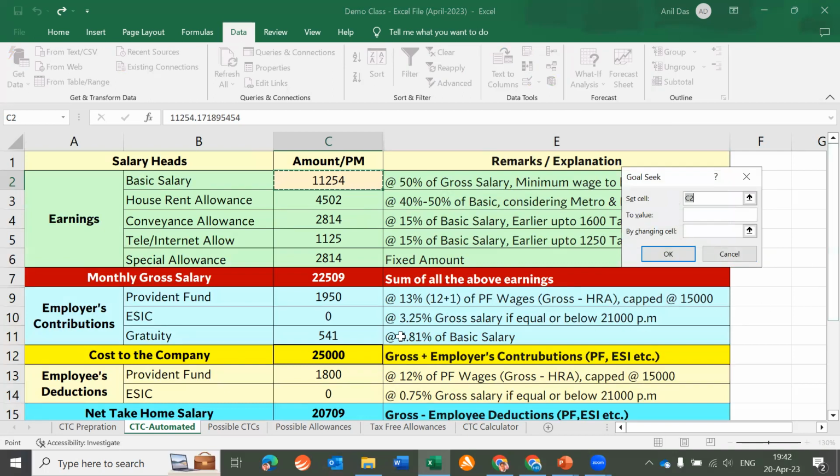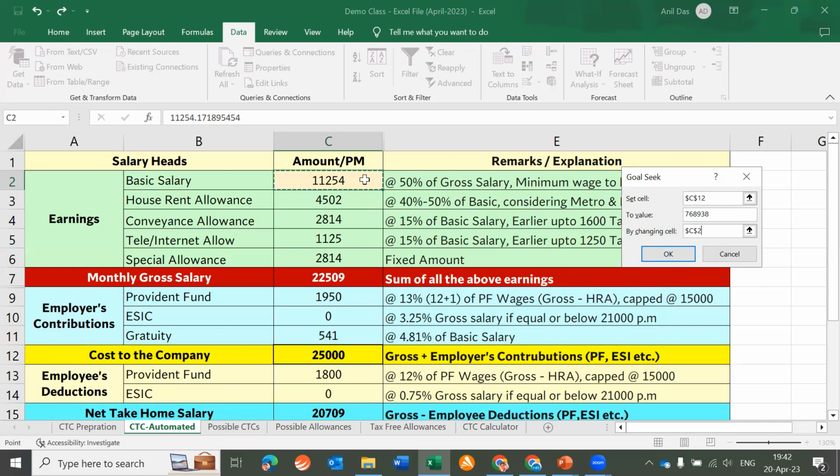Goal seek will ask you three things. Select the cell. Let's select this cell in which we are looking for a value. The second question is the value: what value are you looking for? Let's have some odd figure, 7,68,938. This can be a CTC figure. And let's answer the third question, which is by changing which cell.